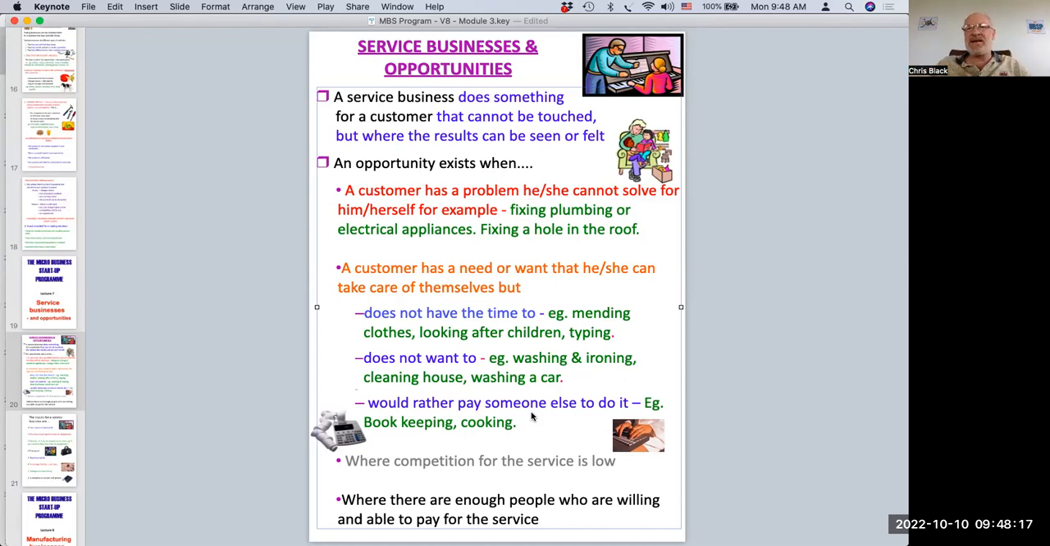So admin, yes. Administration is boring, but it's hugely important. So a lot of companies pay somebody else to do it. Another example of that is cooking. Everybody needs to eat every day, but sometimes people say, you know what, I'm not good at cooking, or I don't like cooking, or whatever the case may be. So you employ somebody else to do it for you. So that's where opportunities lie.